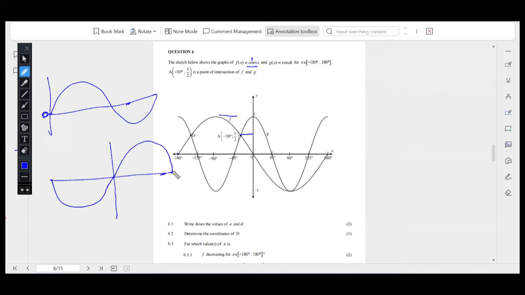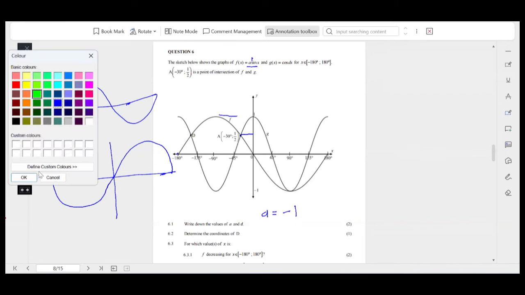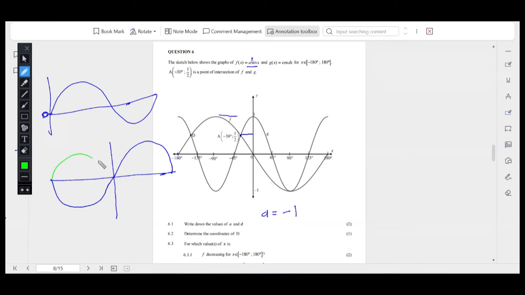So here it is very important that you know the original mother graphs. So the original mother graph would look like this. But what happened here is that this was reflected along the x-axis, which will obviously affect my value of a, my amplitude. So that means my a actually has to be negative 1, because what we see here is that it is reflected along the x-axis. That's why we have something like this here, with our negative 180 here and positive 180. So in blue, this is what the sine graph would originally do. But in green, this is what we have in the question, which indicates that this graph has been reflected over the x-axis, and a reflection over the x-axis will cause our amplitude to become negative.